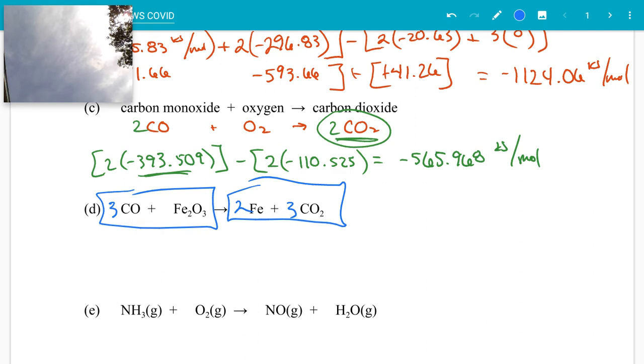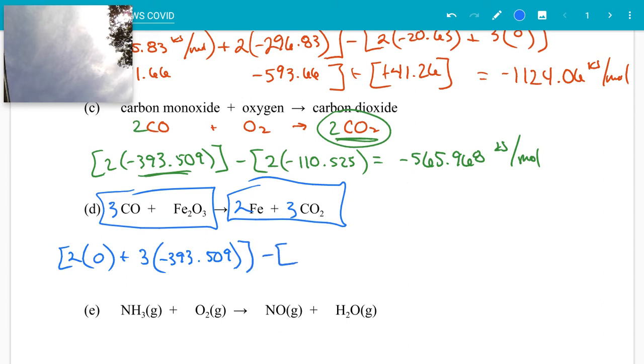So the first thing I'm going to do, 2 times, and iron is an element, everybody, so it's a 0, plus, and then it's going to be 3 times, and carbon dioxide we've already written down. You're just going to have to pardon my noisy dog. So 3 times, and that was minus 393.509. And those are all our products. And now we're going to subtract our reactants.